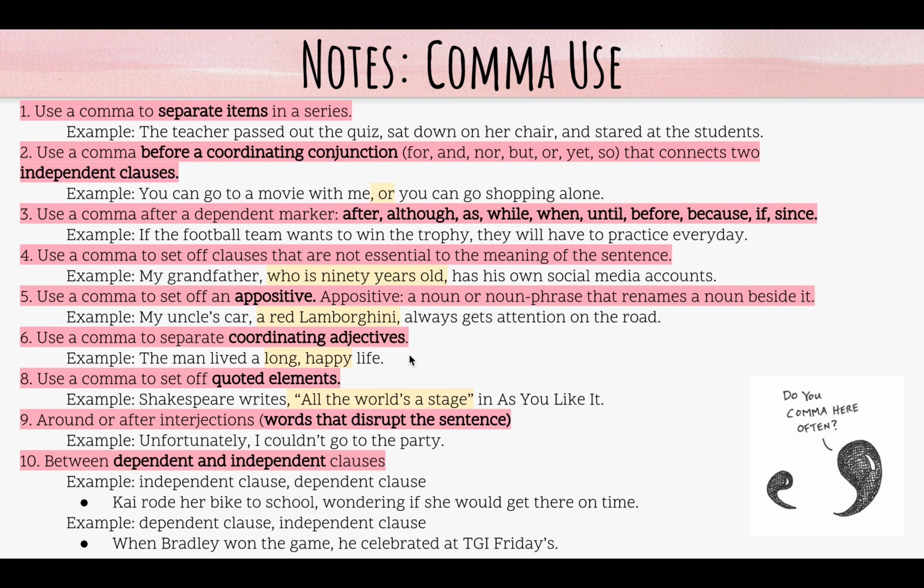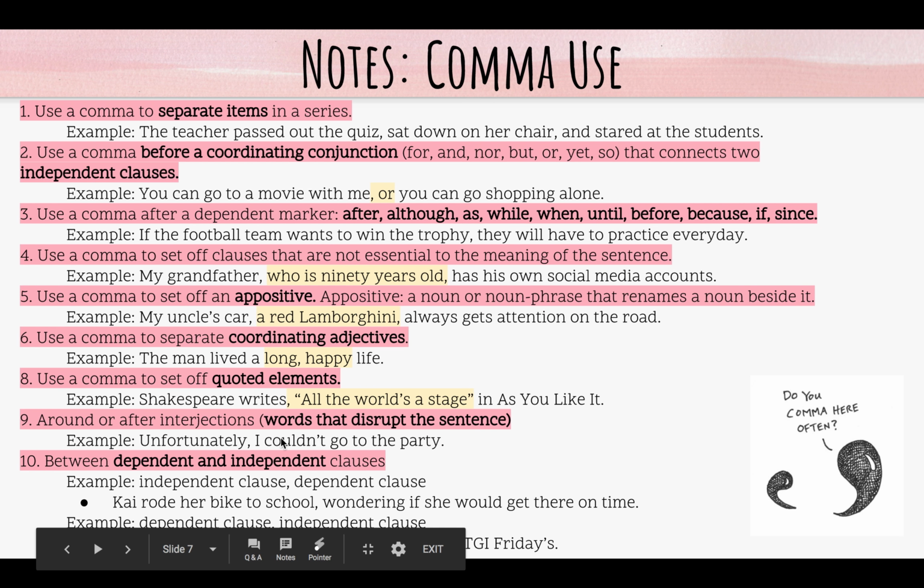Okay, we also use commas to separate two adjectives when we use them in a sentence. In this example, the man lived a long, happy life. So there will be a comma in between the two adjectives that we use. When we introduce quotes, we also want to use commas. So in this case, Shakespeare writes, comma, all the world's a stage in As You Like It. Note that if you're integrating or blending in your quotes with your own writing, you don't necessarily need to use commas. Another rule is that we use commas around or after interjections, so basically words that disrupt a sentence. For example, this word, unfortunately, we would need a comma, I couldn't go to the party.